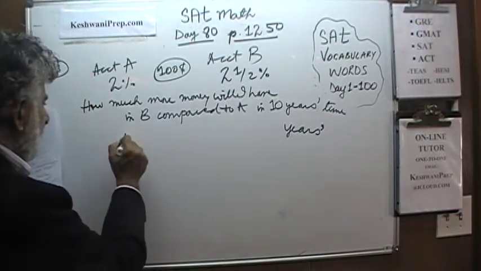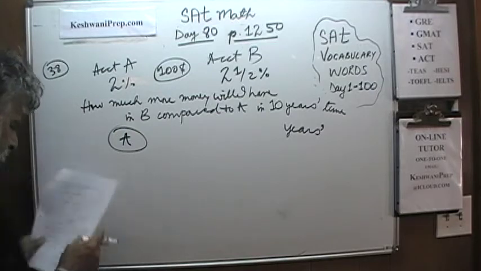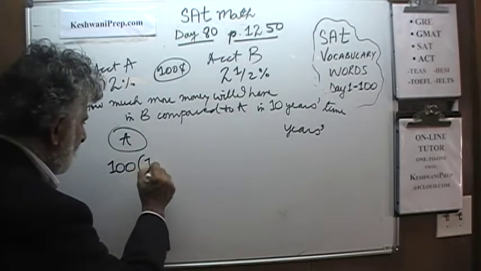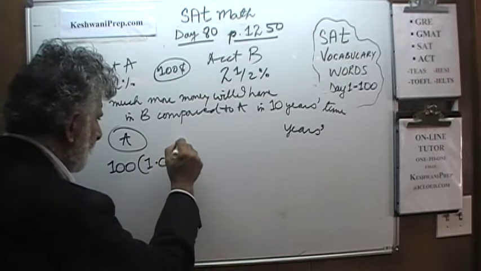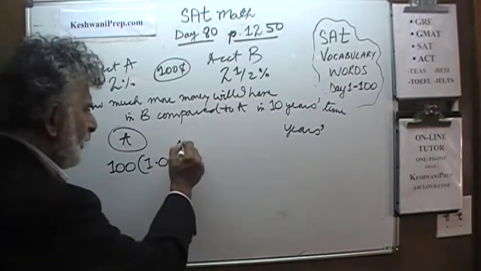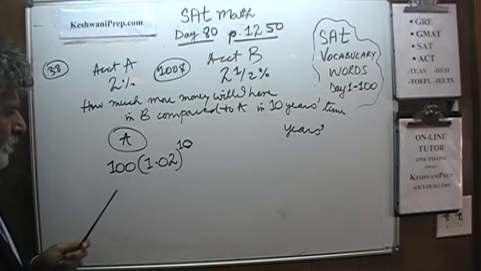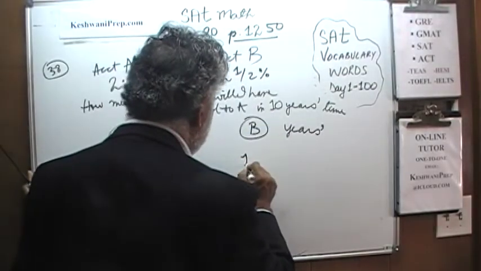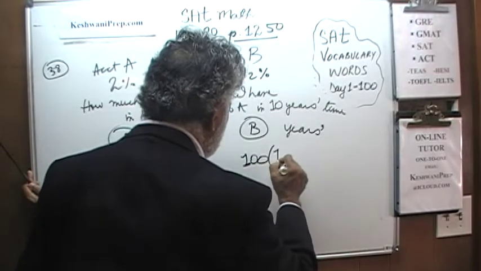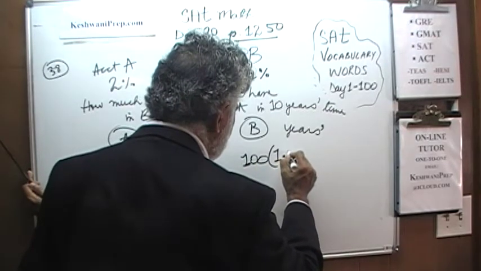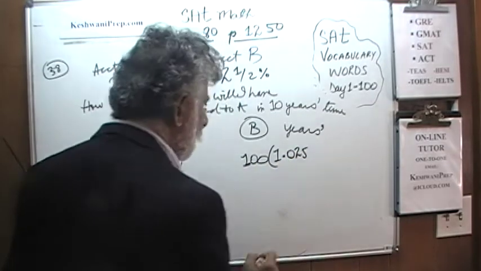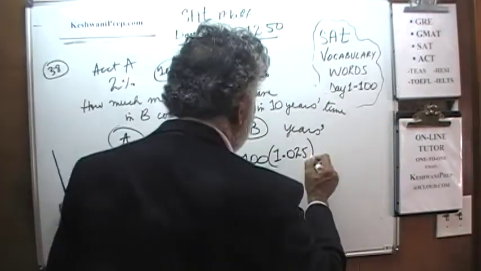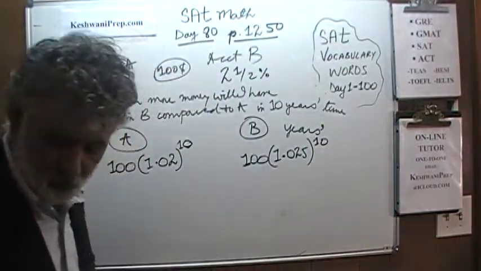So in account A, we're starting out with 100. It's compounded at 2% for 10 years. This is the amount that we'll have: 100 times 1.02 raised to 10. Account B is the same thing. We're starting out with $100. It's compounded at 2.5%, which is 0.025, again for a 10 year period. And that's all it is.